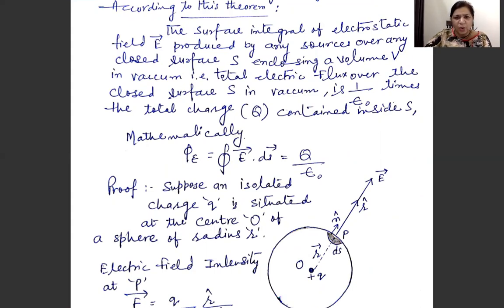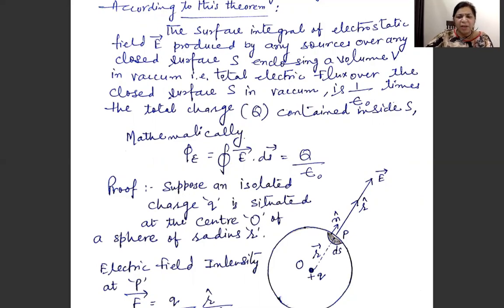Now, the statement for this theorem is: the surface integral of the electrostatic field E produced by any sources over any closed surface enclosing a volume V in vacuum, that is, the total electric flux over the closed surface S in vacuum, is 1 by epsilon naught times the total charge contained inside S. We can start from here also: the total electric flux over the closed surface S in vacuum enclosing volume V is 1 by epsilon naught times the total charge contained inside the surface.